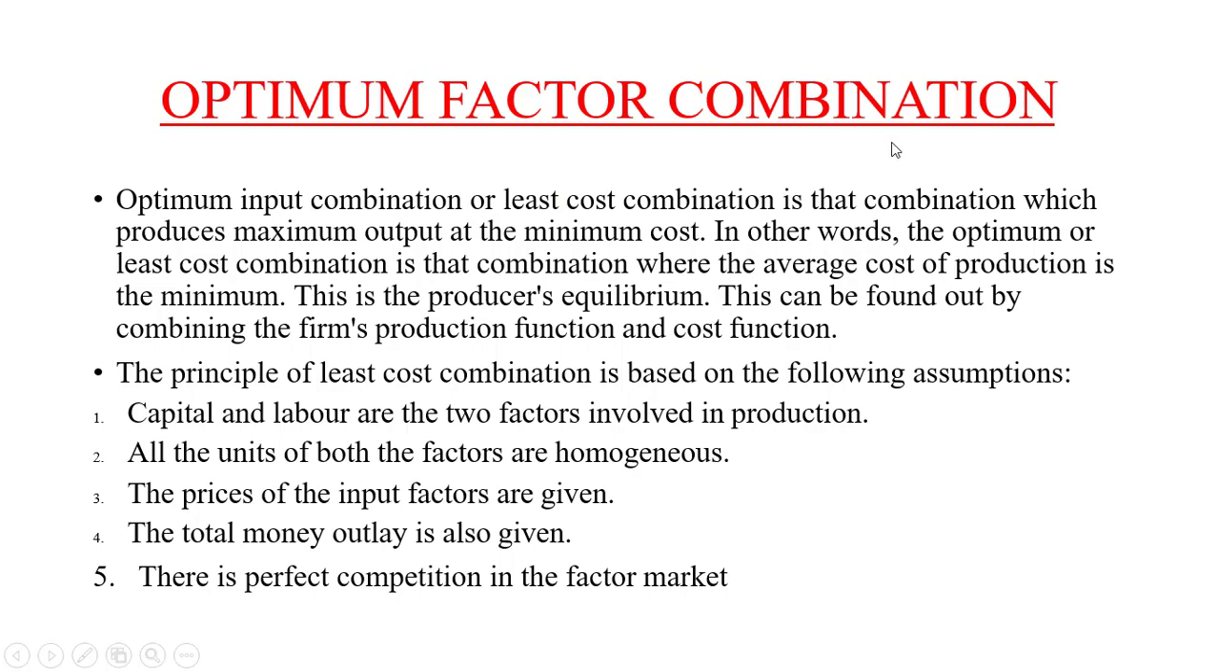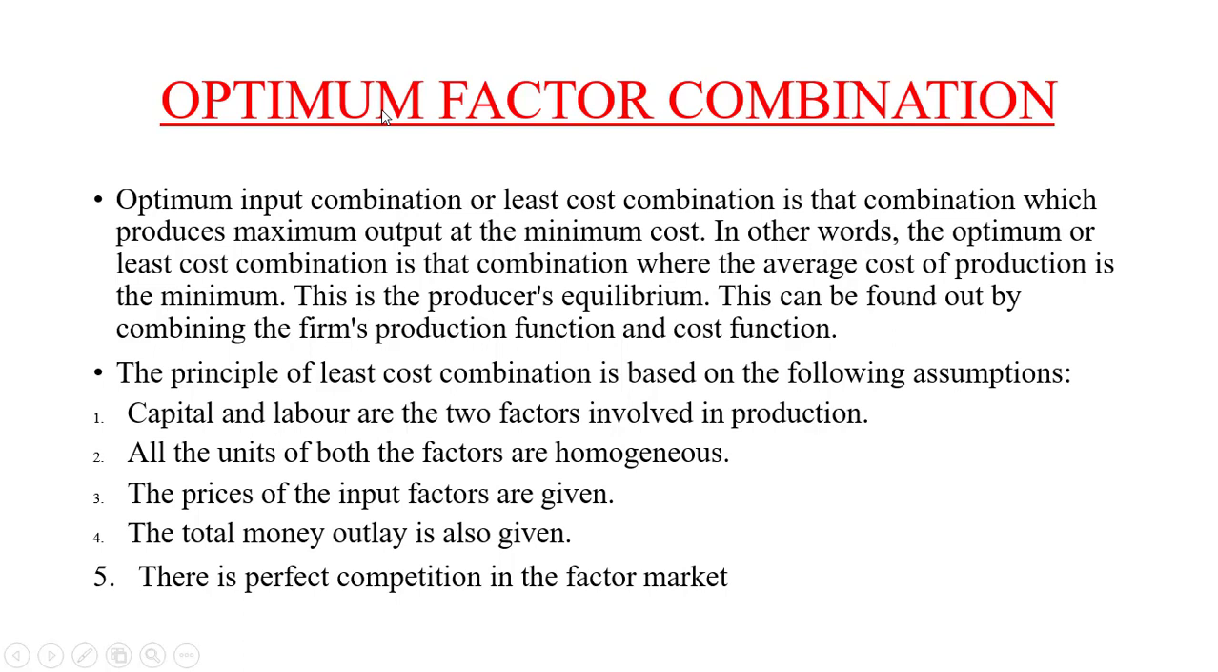Now what is optimum factor combination? This is the last topic for this chapter. Optimum means the maximum factor combination. Now what is factor? Factors are the two factors which we consider in production function. What are they? They are the labor and the capital. Now optimum factor combination, we are talking about combination now. How much maximum combination of labor and capital can be done to get the maximum output.